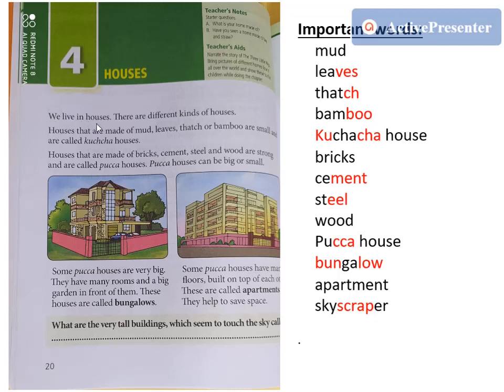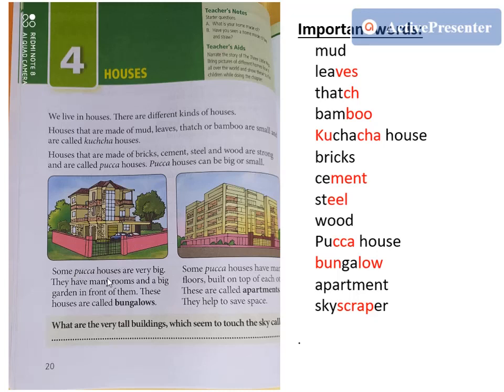We live in houses. There are different kinds of houses. Houses that are made of mud, leaves, thatch, or bamboo are small and are called kacha houses. Houses that are made of bricks, cement, steel, and wood are strong and are called pakka houses. Pakka houses can be big or small.